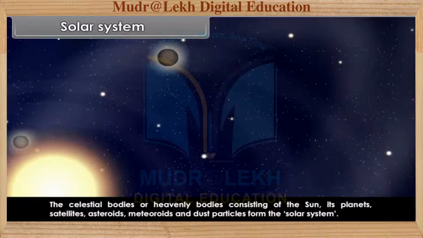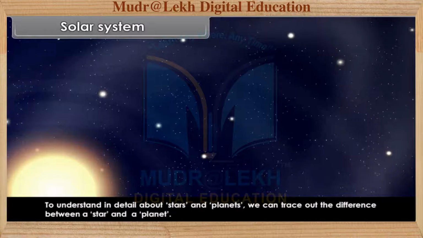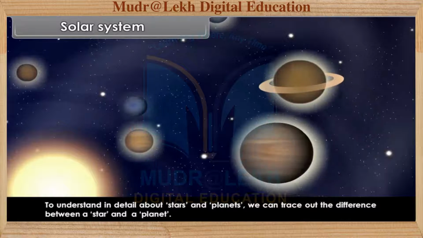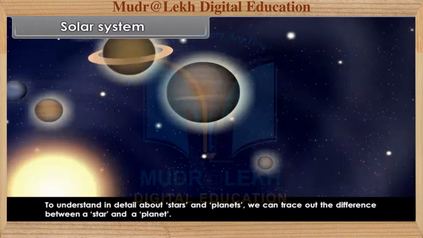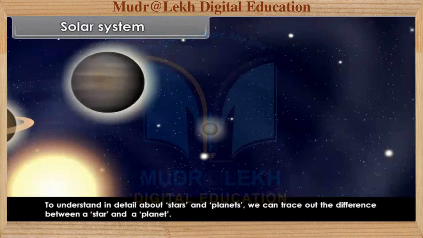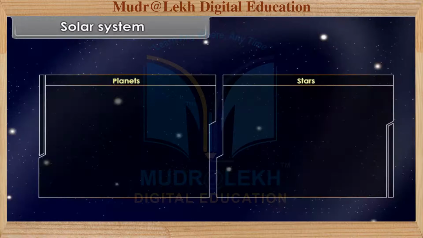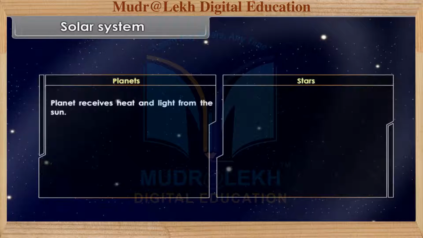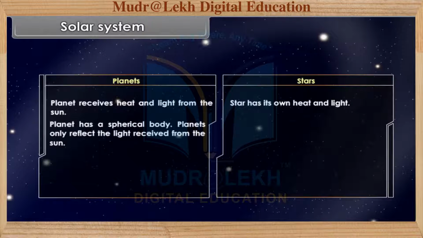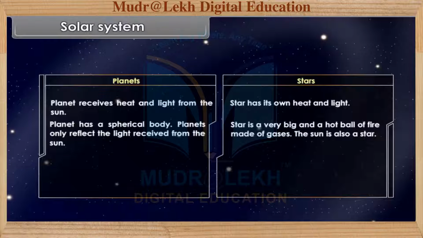solar system. To understand in detail about stars and planets, we can trace out the difference between a star and a planet. Planet receives heat and light from the sun. Star has its own heat and light. Planet has a spherical body. Planets only reflect the light received from the sun. Star is a very big and hot ball of fire made of gases.